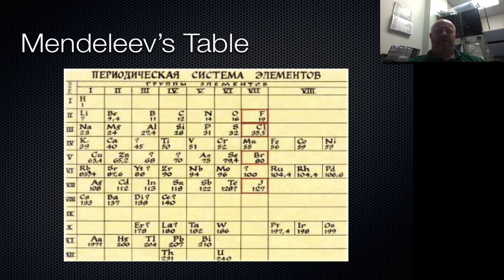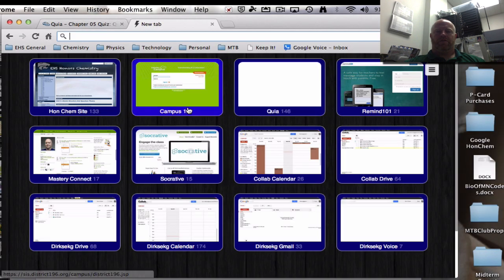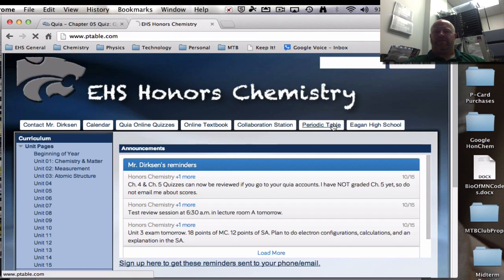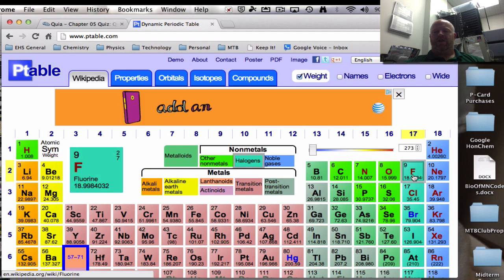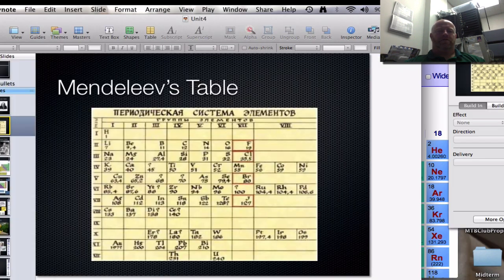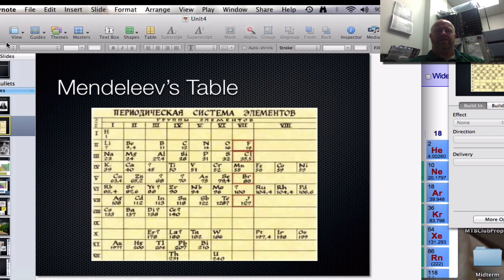If we take a look at his table, here's a picture of it, obviously written in Russian. If you look, we have your lithium, beryllium, and then you have boron, carbon, nitrogen, oxygen, fluorine. Very much the same as if we jump over to our modern periodic table, where we see lithium, beryllium, boron, carbon, nitrogen, oxygen, fluorine, all sequenced in that same kind of group. So if we go back to his table, we see, in the second group, he has the exact same elements that we have now in our second group. So he actually did a really good job of organizing that first table.